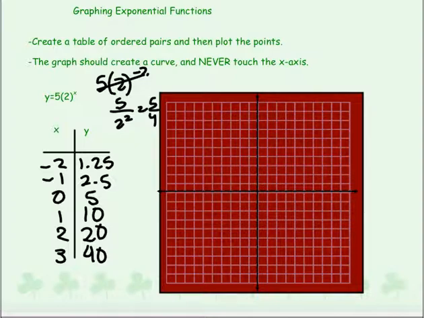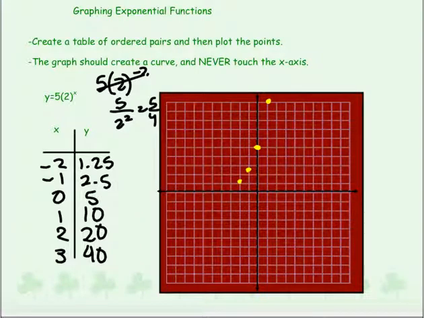So we say at -2, I'm at 1 1/4. Okay, so about right there. At -1, I'm at 2 1/2. At 0, I'm at my y-intercept, my a value of 5. 1, we're going to be at 10. And then we keep going up and up.